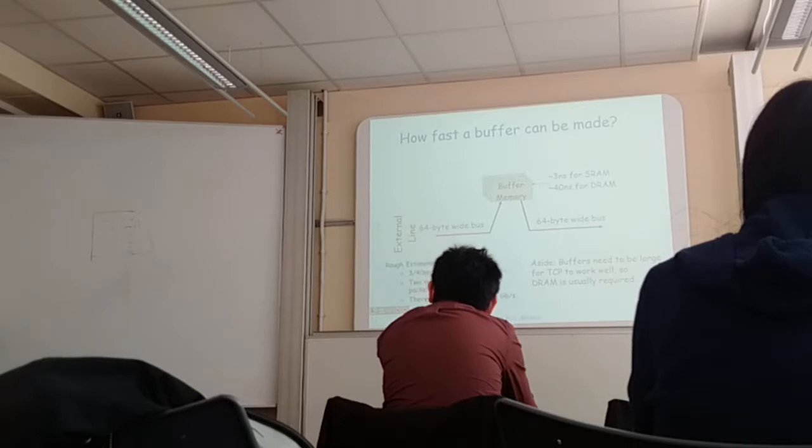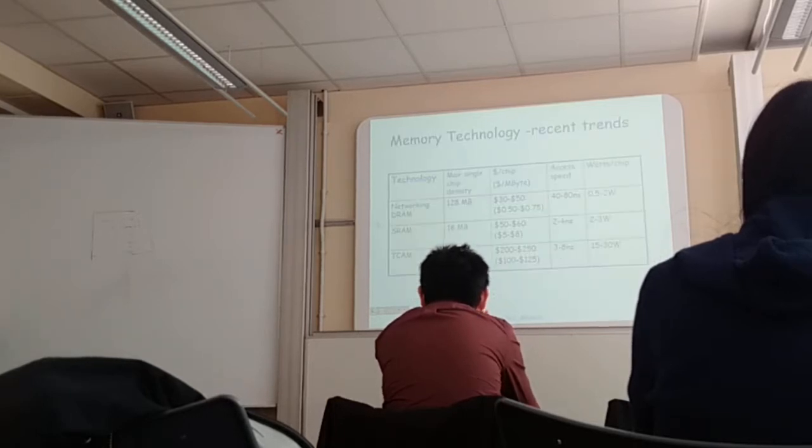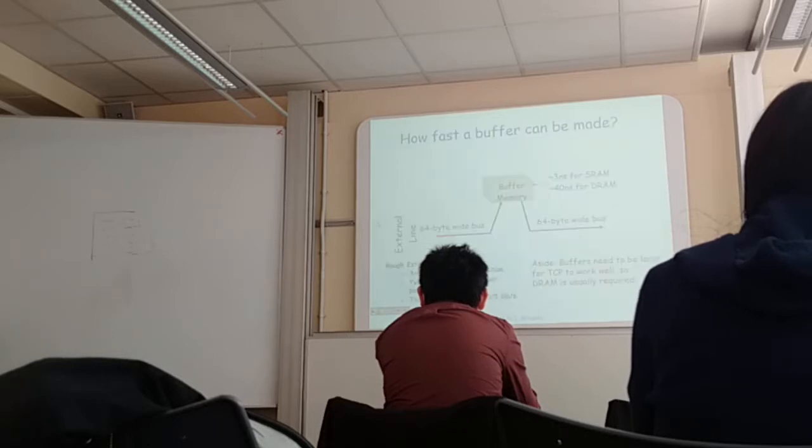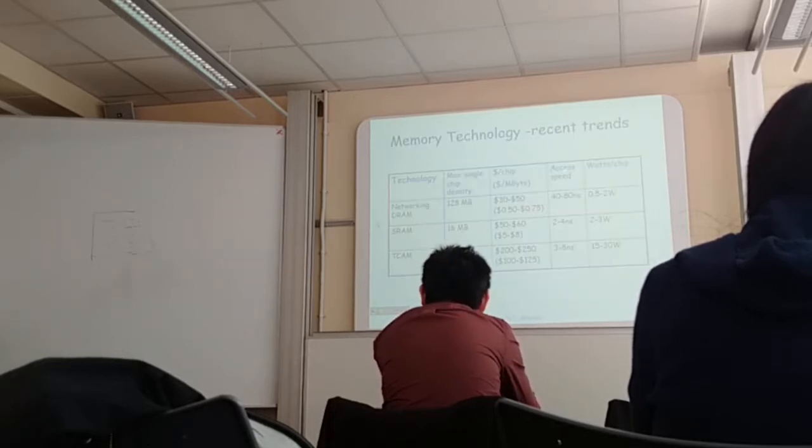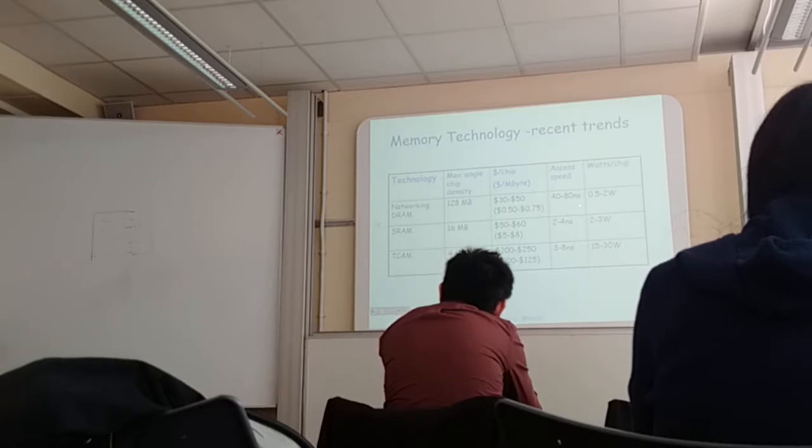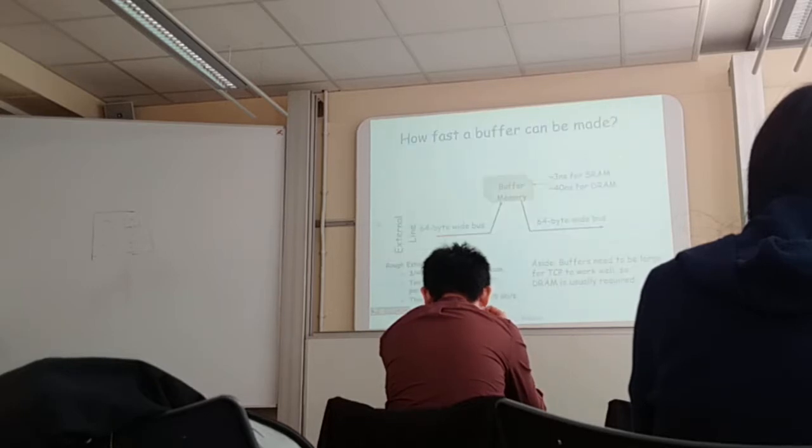Based on the typical specifications that we are getting from here, we say SRAM is between 2 to 4 nanoseconds, so here we say it's around 3 nanoseconds average access time. The DRAM access time is between 40 and 80 nanoseconds. So here we said it's around 40 nanosecond access time. We know what the technology is, right?